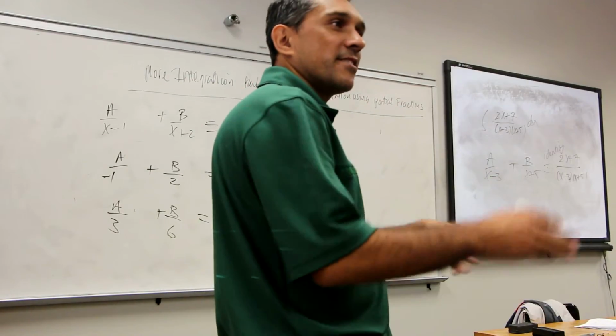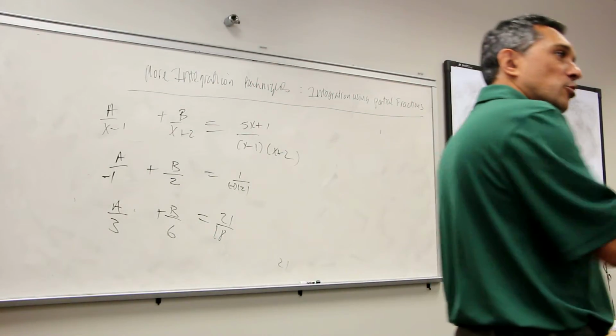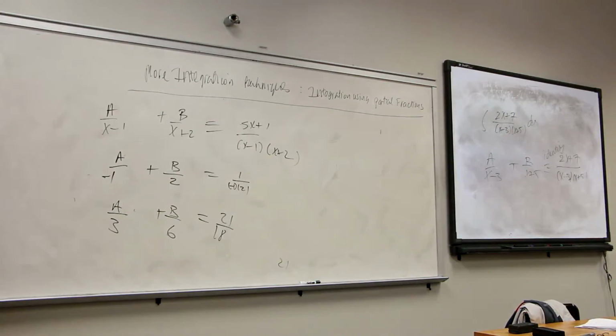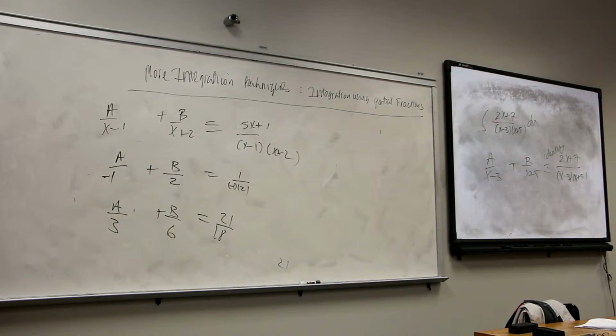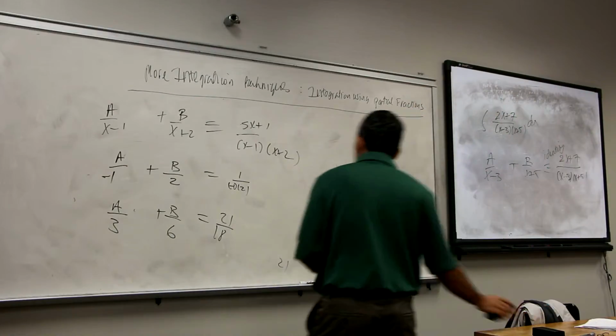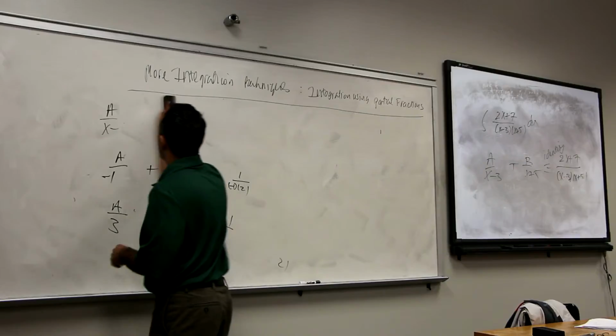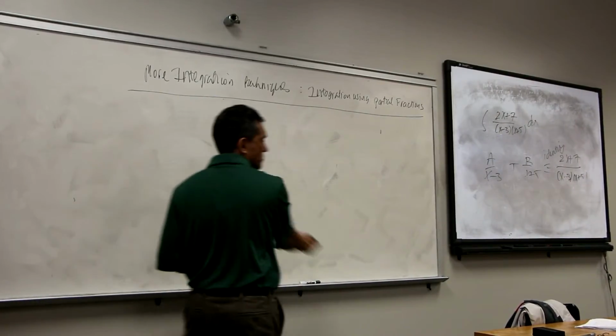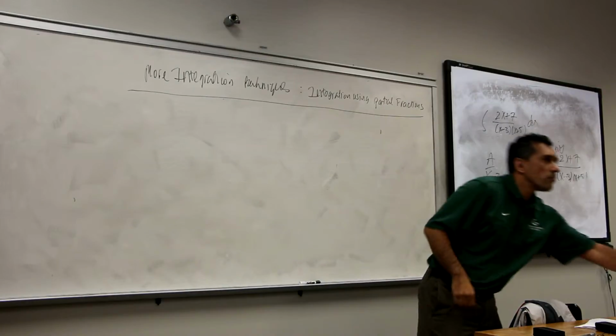You give it to him or her, and they'll say, well, I'll tell you what A and B are. You can do elimination, you can do substitution, whatever you want. You're going to get A equals 2 and B equals 2. That is the hard way to do it. Okay, that is the hard way. I'm going to show you an easy way to do it. Partial fractions.